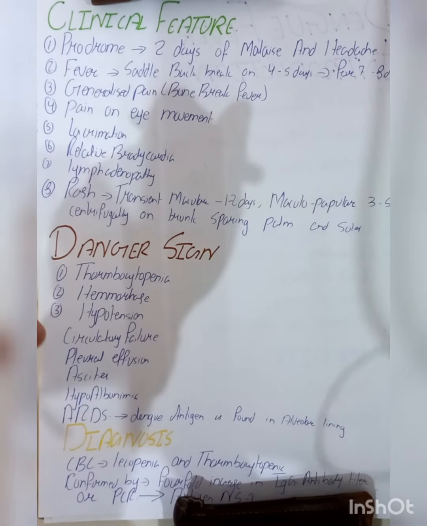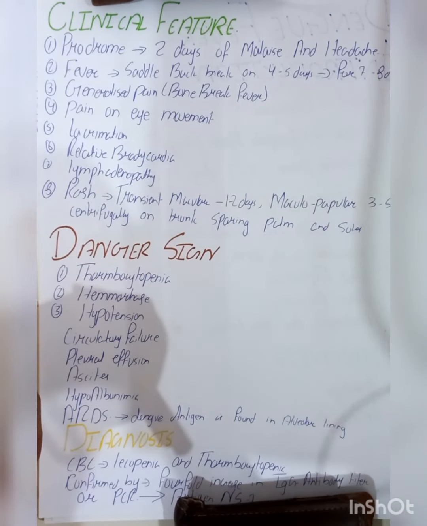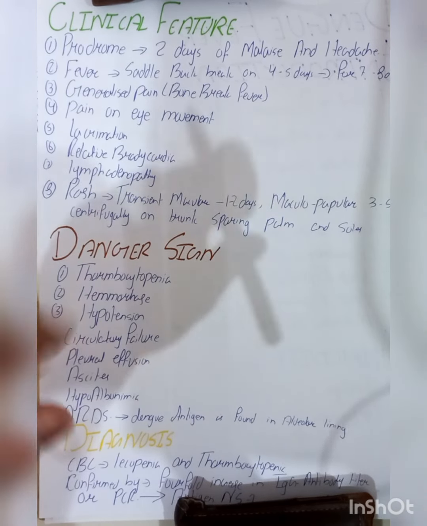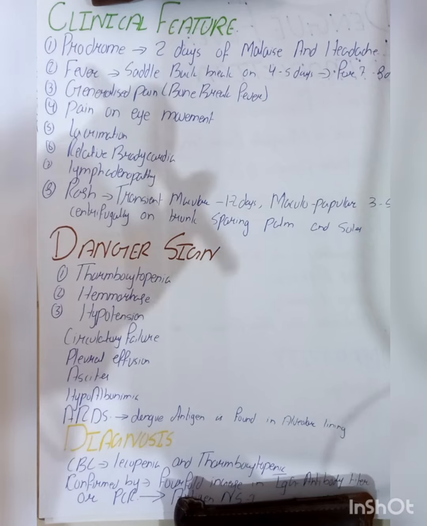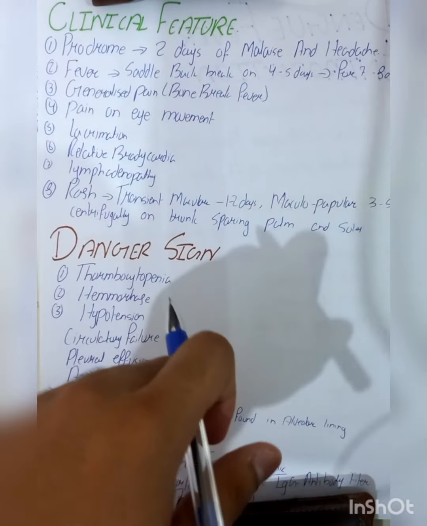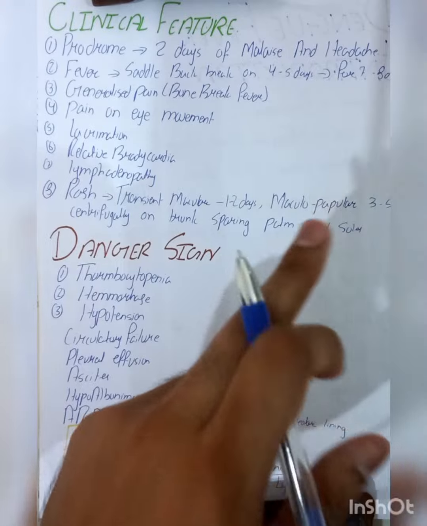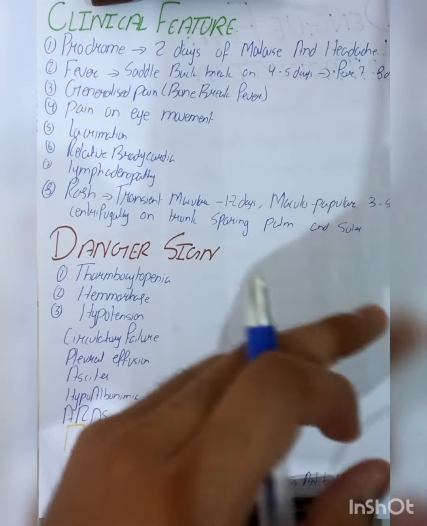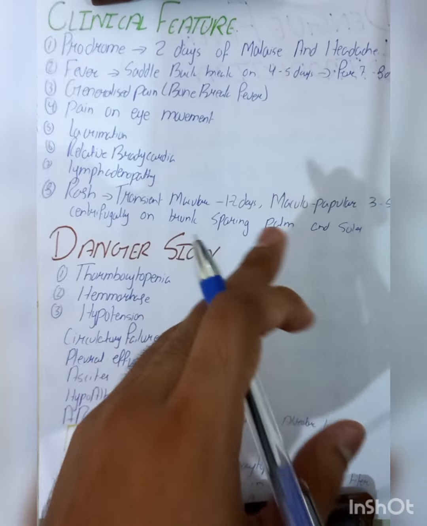So what are the clinical features of this disease? First of all, there is the prodrome stage, which occurs whenever an illness begins. It is a mild stage in which the patient feels uncomfortable and unwell. It is 2 days of malaise, meaning discomfort or illness-like symptoms, and headache.